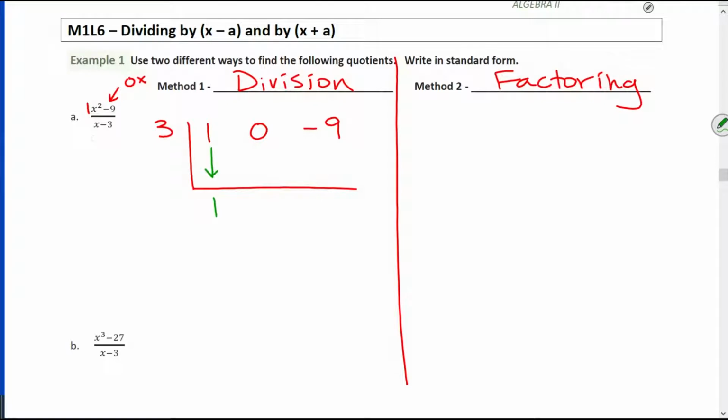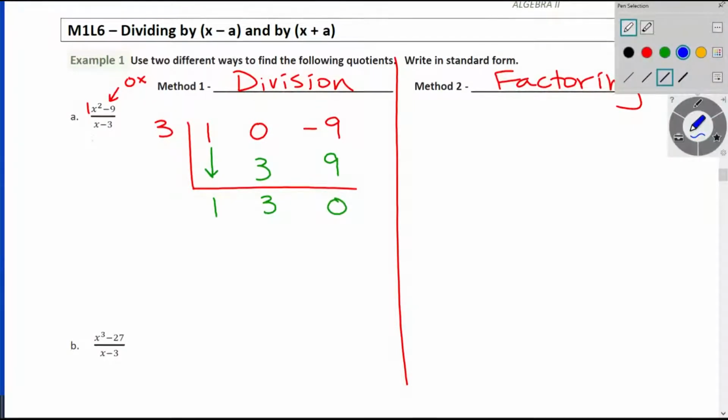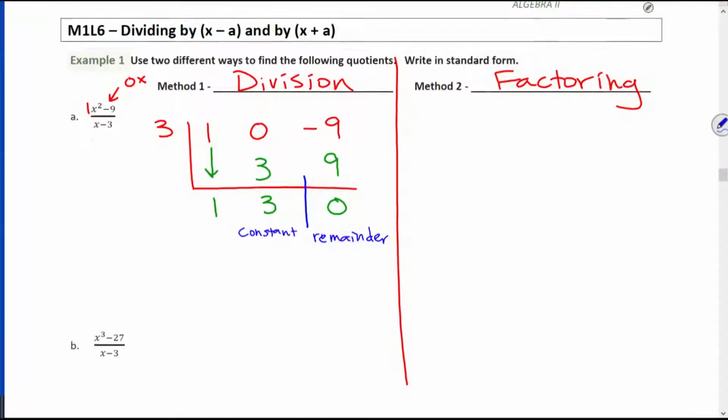But I'll do 3 times 1 is 3, 0 plus 3 is 3, 3 times 3 is 9, and negative 9 plus 9 is 0. This is my remainder. This is the constant term, and this is the x term. So I get x plus 3, which is a completely fine way to do this problem.